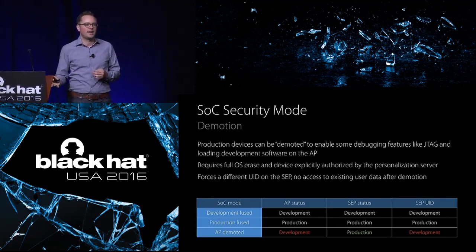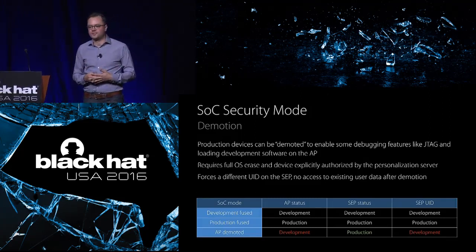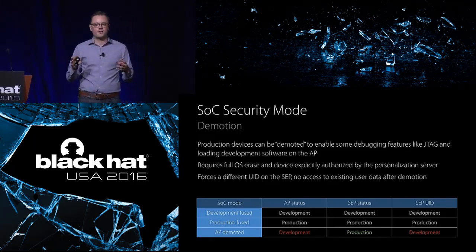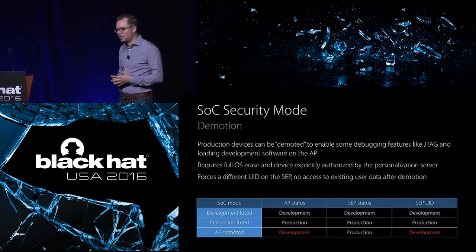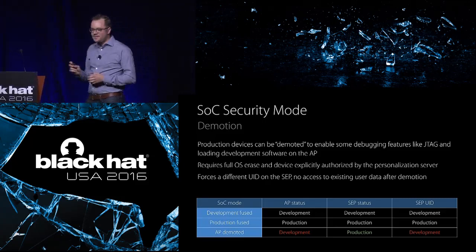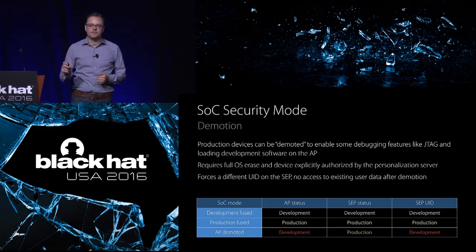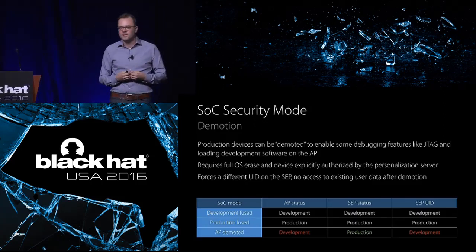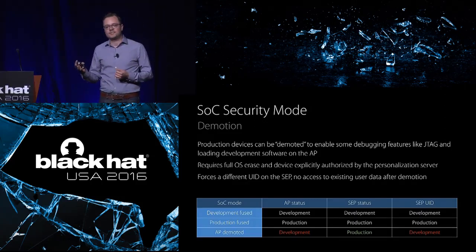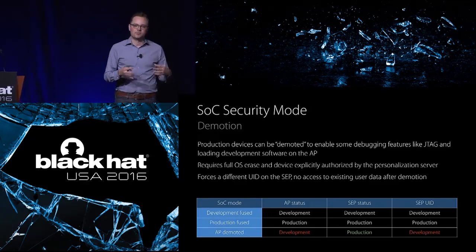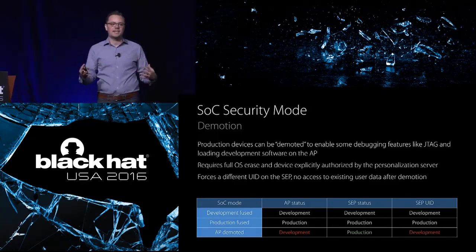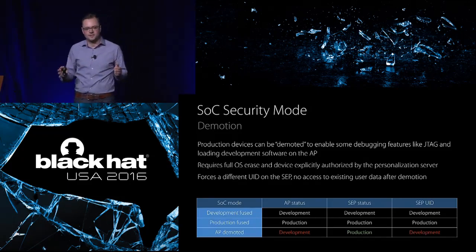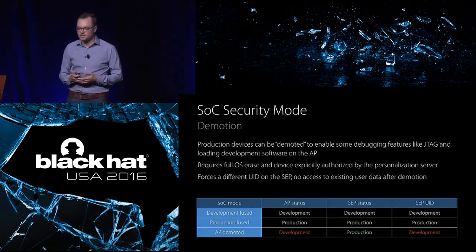This requires both that after being authorized for this on the personalization server, the device to be demoted is fully erased and a new OS loaded on it. But the key thing about it is that it also forces a different UID key to show up to the SEP, and this is done in hardware. In other words, if a production device is demoted, the UID key that was used in deriving the master key that protects any user data previously on that device is simply unavailable to any software. A different UID key turns up.